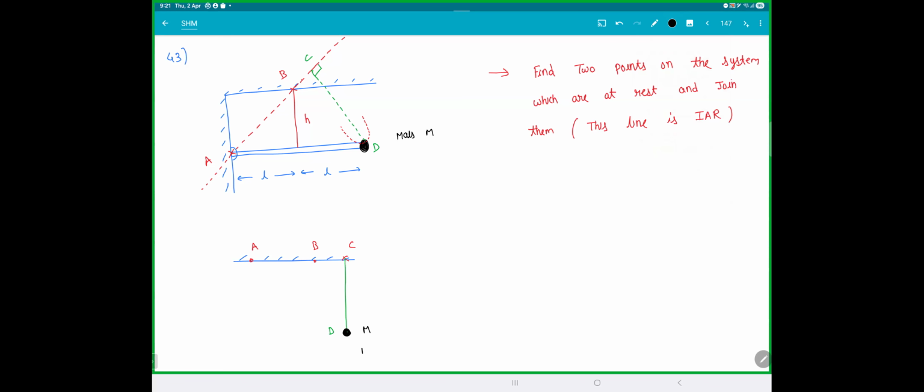Now, can you find the length CD? We can find the length CD. Can you find the gravity along CD? We can do that also, and then you're done. So that was the idea there. So we need to find length CD there.